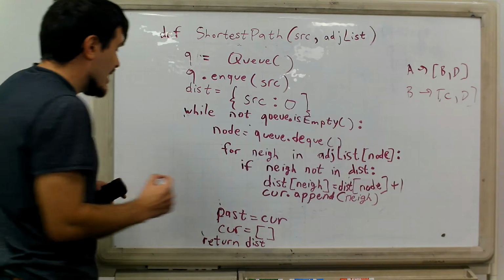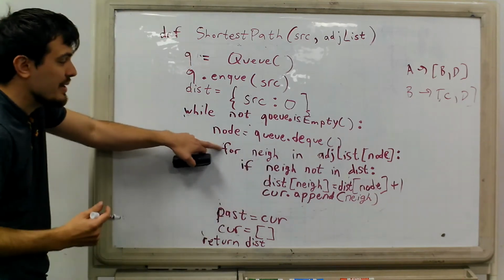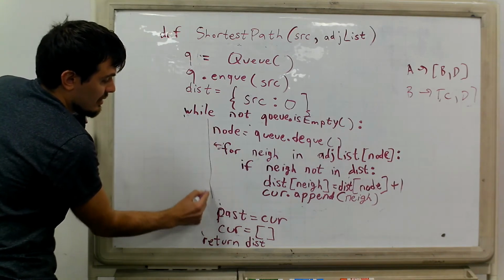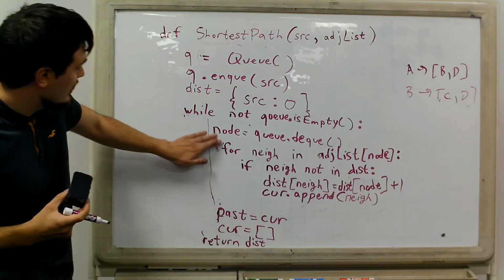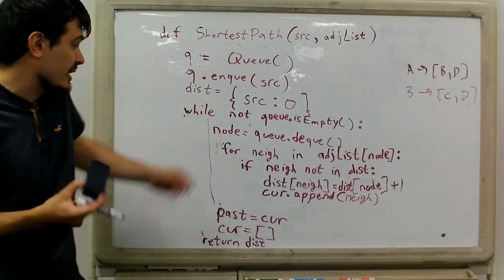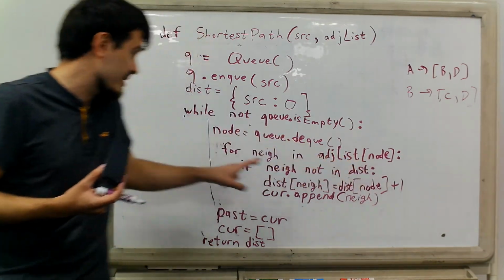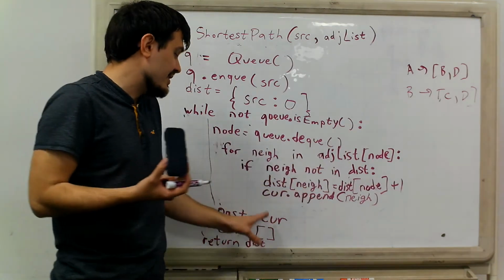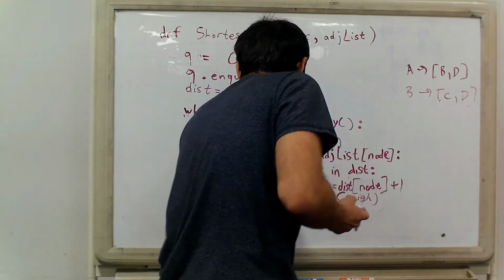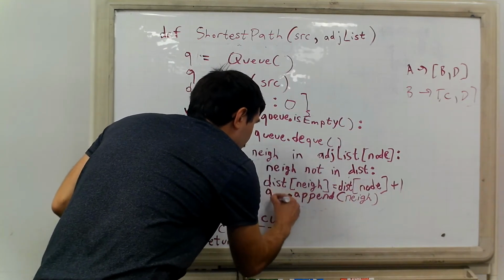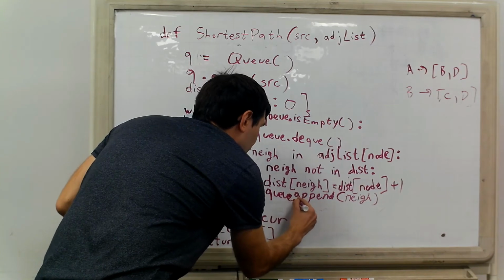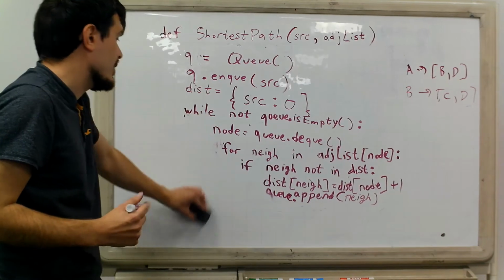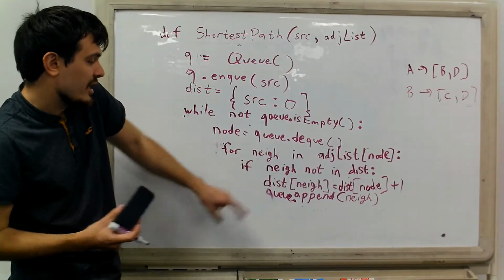This block was indented before, but now it's at the same level as this. These are at the same level now. You still have to fetch its adjacency list, for neighbor in this, check if neighbor's in distance, and instead of appending it to current, you append any neighbors you want to the queue. Then there's no need to do this switcheroo here at the end, because you're just going until the queue is empty, and the queue is already being removed from and enqueued to here.